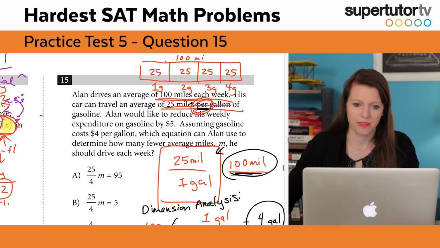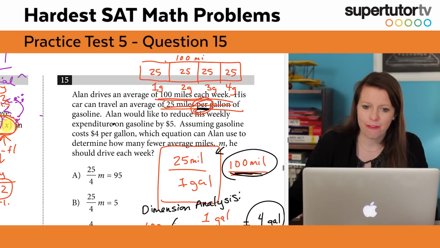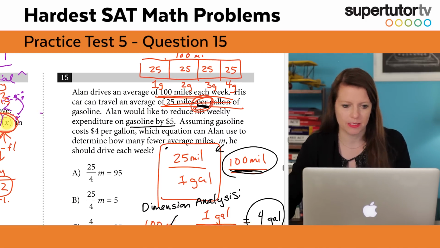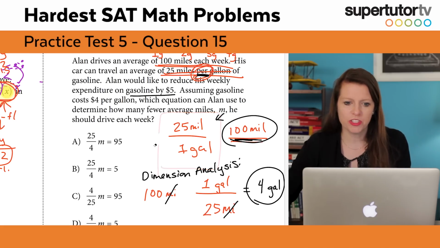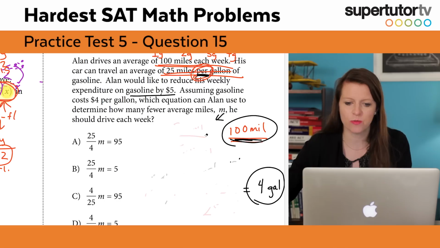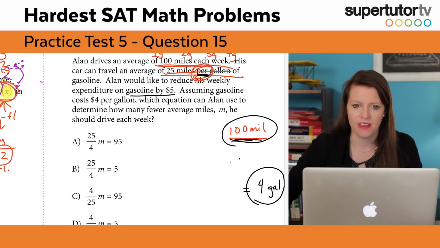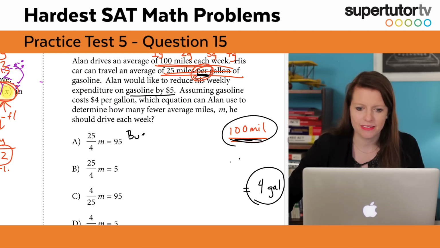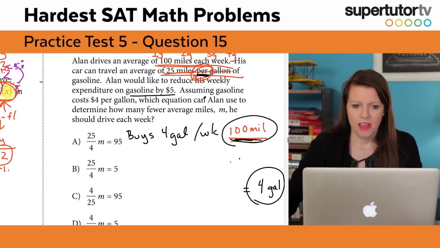So here's the deal. He's buying 4 gallons of gas a week. He wants to reduce his weekly expenditure on gas by $5. We're going to assume that gas costs $4 per gallon. So now I'm going to just take this 4 gallons and run with it. So I know he buys 4 gallons of gas a week on average. I'm going to assume that gas is $4 per gallon, right? So how much is he spending?